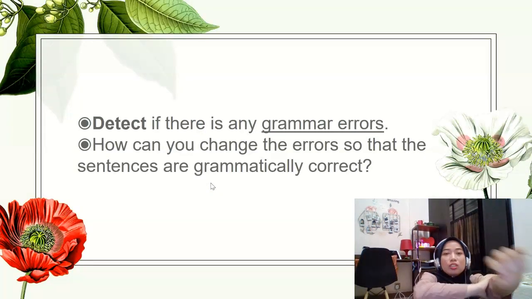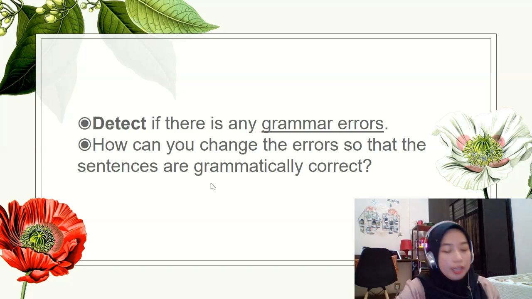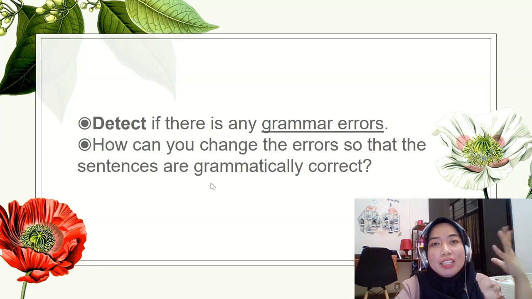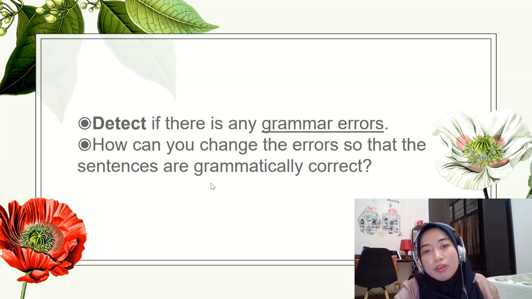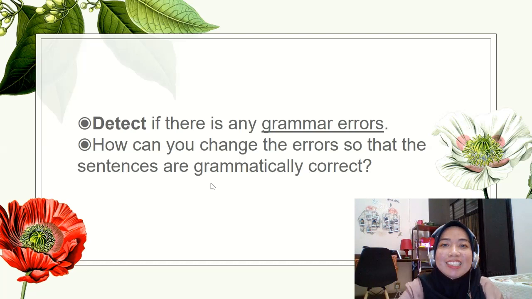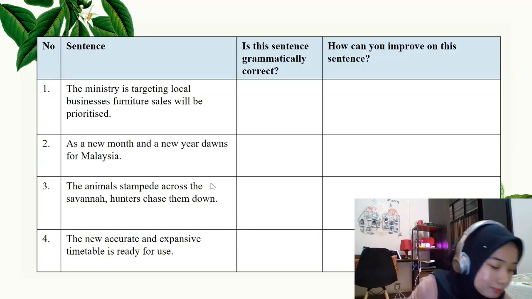Sentence skills. So first of all, I shall be showing you guys some questions, and I want you to tell me if there are any grammar errors or mistakes that you can find in these sentences. And if you feel like a sentence contains an error, how can you make it correct? How can you make it a grammatically correct sentence? Can you try and do this?